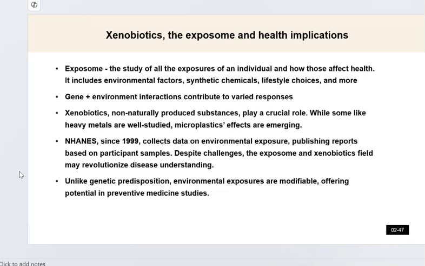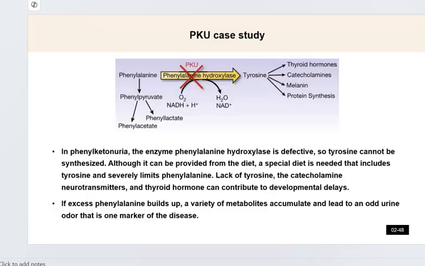The reason we want to study all of these is that, unlike genetic predisposition, the environmental exposures are modifiable, and we're trying to figure out how we can help prevent certain disease progression. Okay. At the end of the chapter, they focus on phenylketonuria.